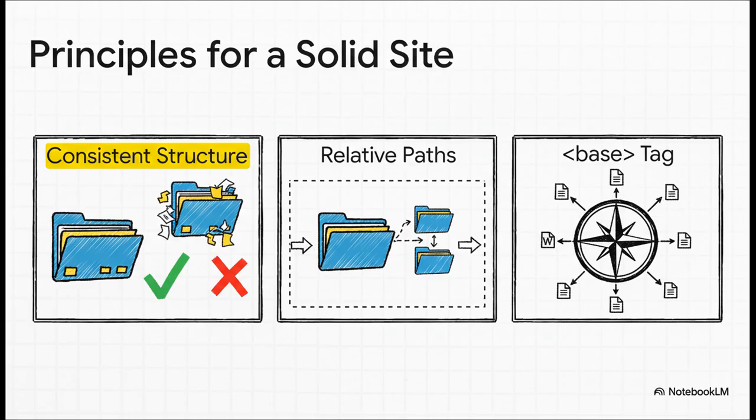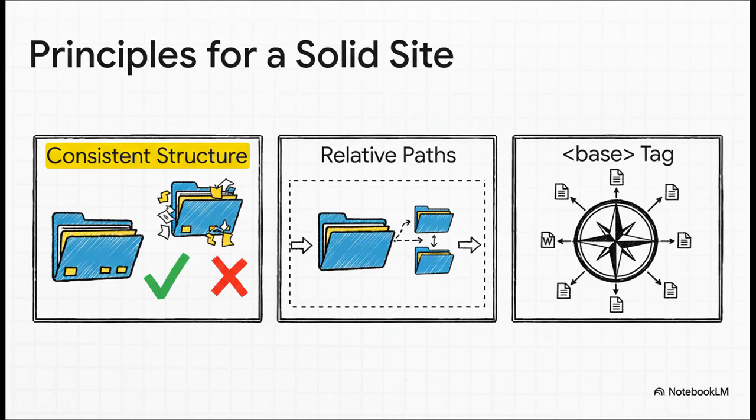Second, and this one's a big one, always use relative paths for links inside your own site. A relative path just gives directions from where you are right now, not the full web address. Why is this so important? Because it means you can pick up your entire website and move it to a different server, and not a single link will break, because they're all relative to each other.